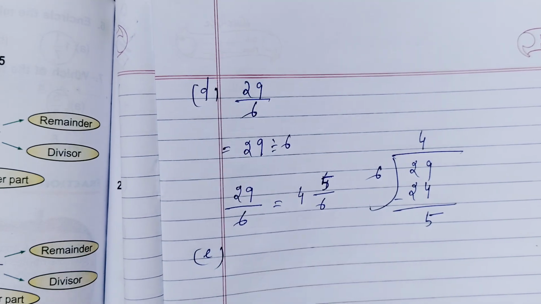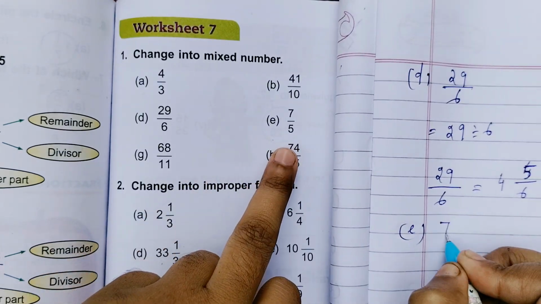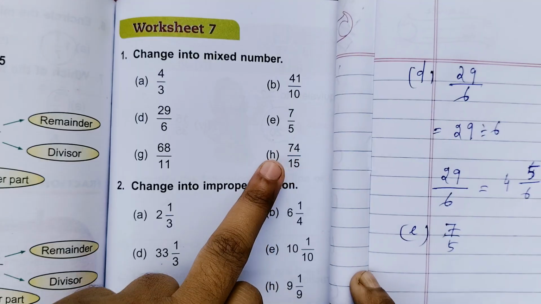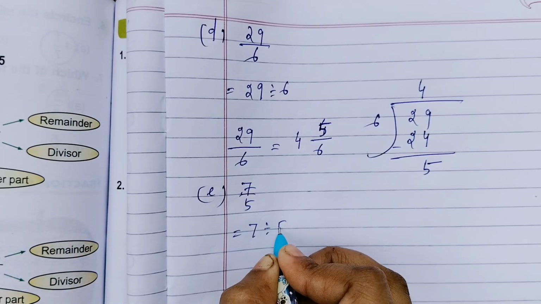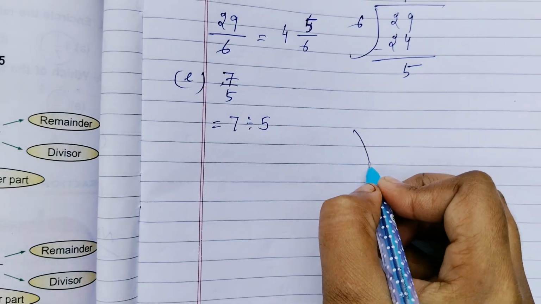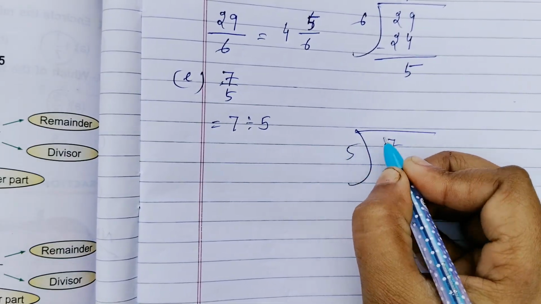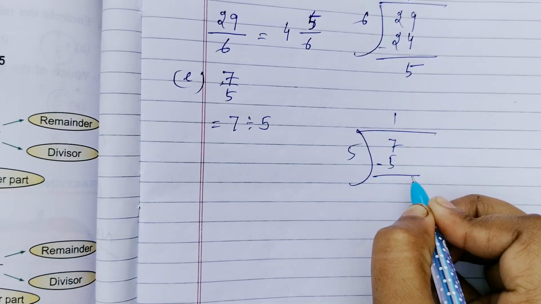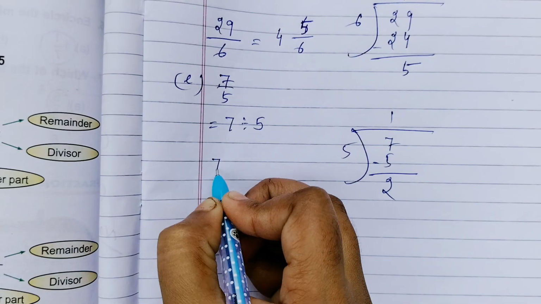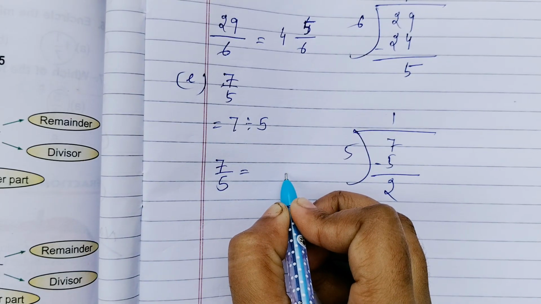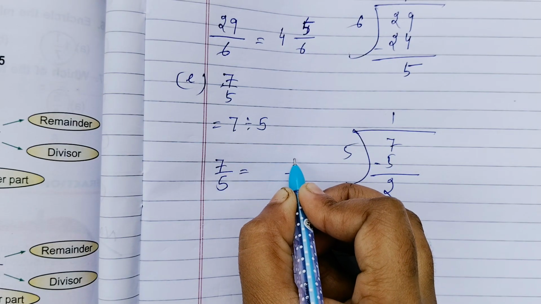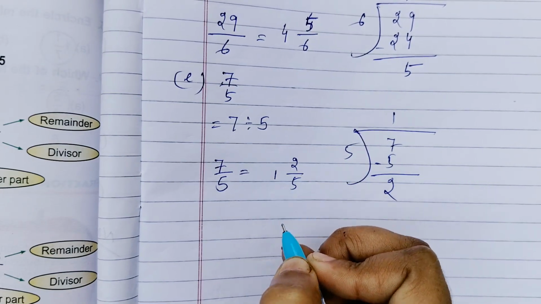Now solve another, point E. 7 by 5. First it can be written as a division sum, 7 divide 5. Now we divide it. 5 1s are 5. 7 minus 5 equals 2. Now we write 7 by 5 equals 1 whole of 2 by 5.